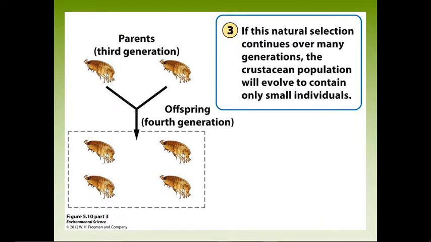The final part of figure 5.10 shows the parents as two small amphipods, which produce four small amphipods, none of which are eaten. As you can see, over time, large amphipods were easily eaten by the predators, therefore the smaller amphipods prevailed and the larger ones were weeded out via natural selection.